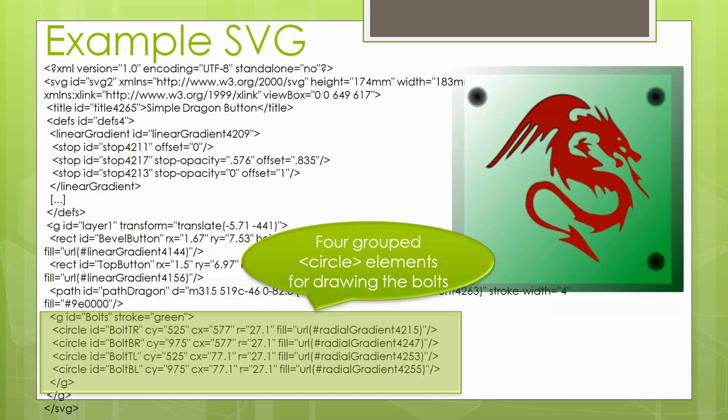Next, there's a grouping of 4 circle elements, which describe the 4 bolts, if you will, in the corners of the button. And they've been grouped under a group called bolts, which has a stroke called green. All of the circles inside that group inherit that stroke or pen. If you changed the stroke to equal red, all of the circles would automatically be red.